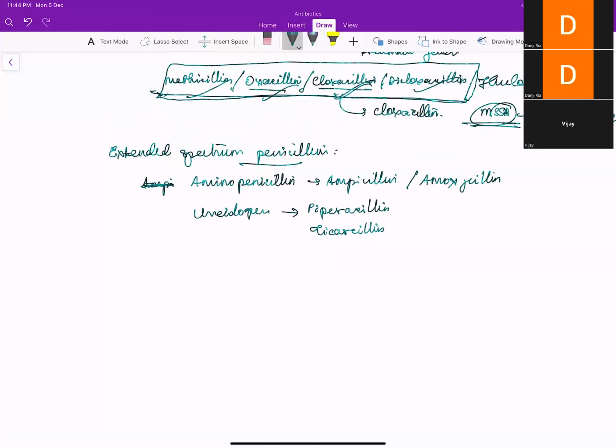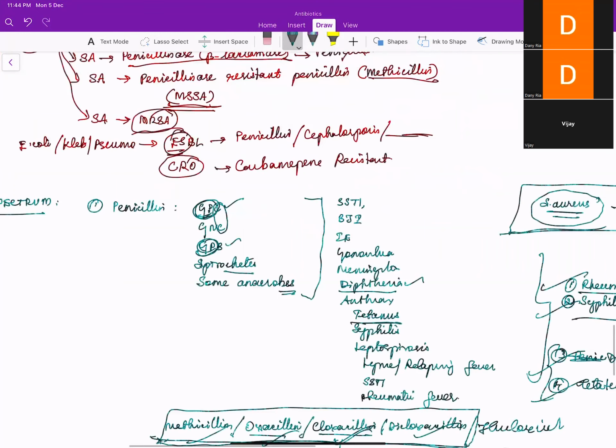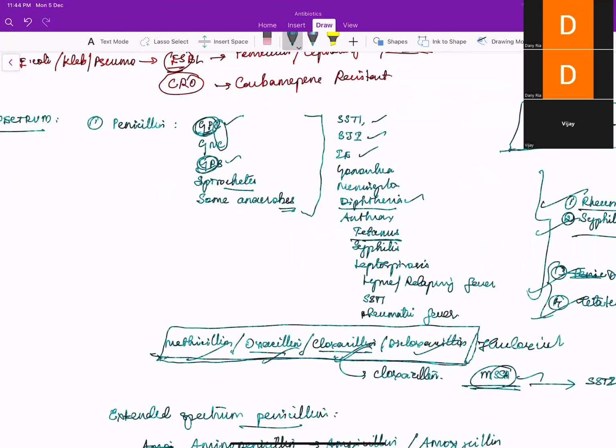So the extended spectrum penicillin covers the same thing: gram-positive cocci, gram-negative cocci, gram-positive bacilli. Gram-negative bacilli is additionally covered. So apart from the routine things which I told you, skin and soft tissues, bone and joint infection, infective endocarditis, and all these things, we can give it for urinary tract infection, intra-abdominal infection, bloodstream infection, hospital-acquired infections also. Correct?